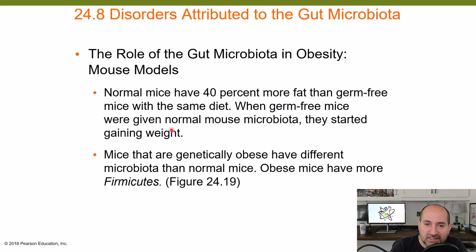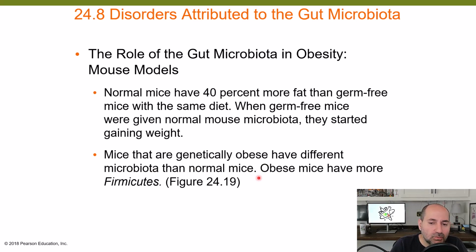So when germ-free mice were given normal mouse microbiota, they started gaining weight. Isn't that interesting? If you have a germ-free mouse, it's relatively lean. But when you give that mouse microbiota from a normal mouse, even on the same exact diet, they start gaining weight. This suggested that your gut microbes help to extract more nutrients from your food that you can use to store as fat. Mice that are genetically obese have different microbiota than normal mice. Isn't this interesting? So you've got the normal mouse microbiota, and that varies from the obese mouse microbiota.